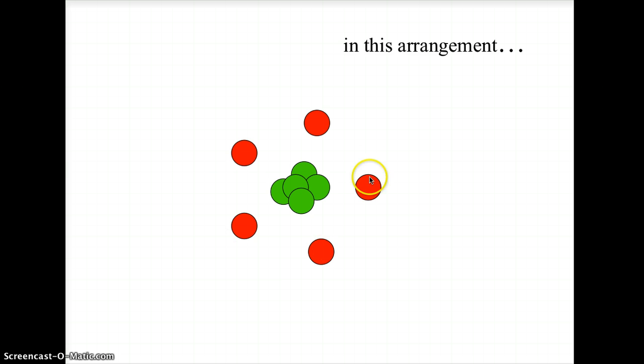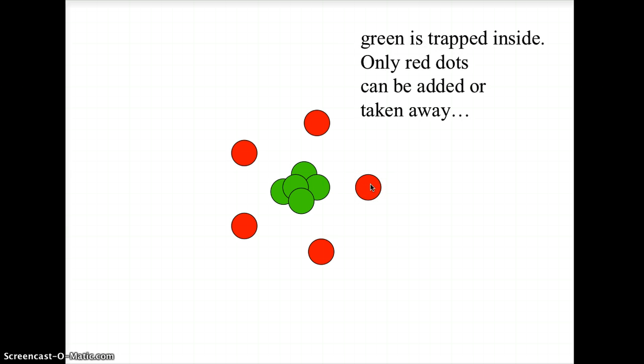If we look at it in this arrangement, which is more true to an atom, we still have 5 green and 5 red. 1, 2, 3, 4, 5, and 1, 2, 3, 4, 5. So this is still considered neutral, but with this arrangement, keep in mind that your green dots are essentially trapped inside the red dots. So only red dots can be added or taken away. If we wanted to make more red, we would have to add red. We would not be able to take away green dots. Okay, so just keep that in mind. Red can be added or taken away. Green has to stay the same.